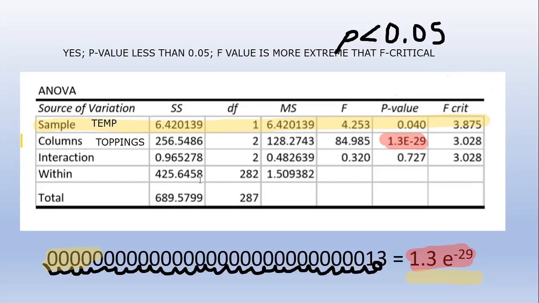All right, now let's focus on the type of toppings, right? Yes, I have a question. Is it possible for one of the ways we test to see if a value is significant to be significant and for the other one to not?